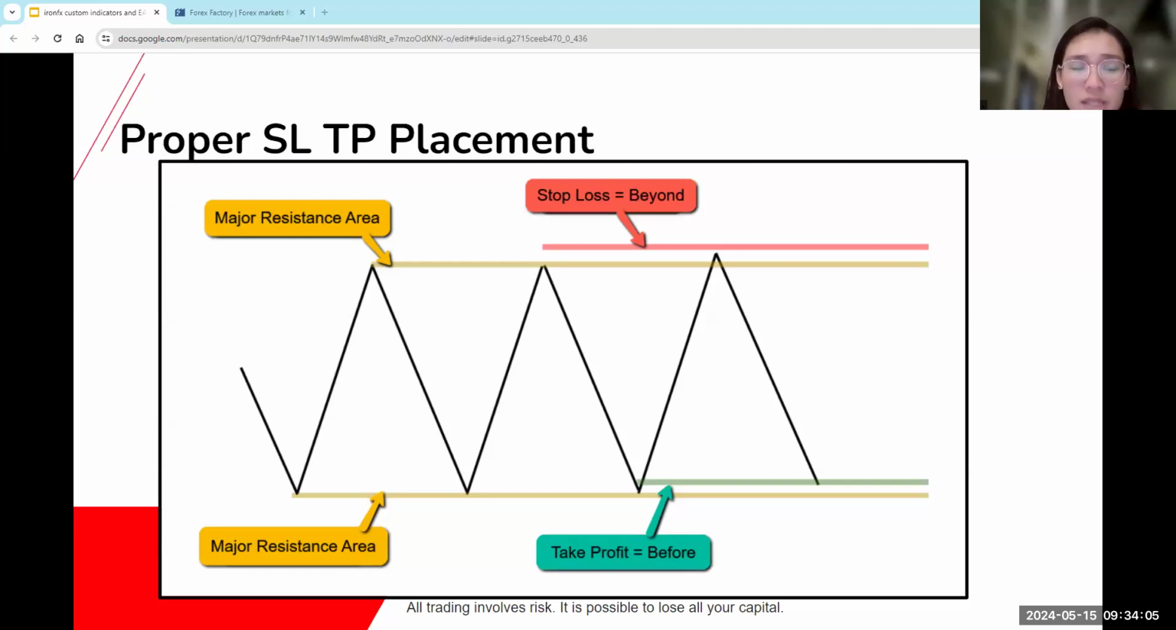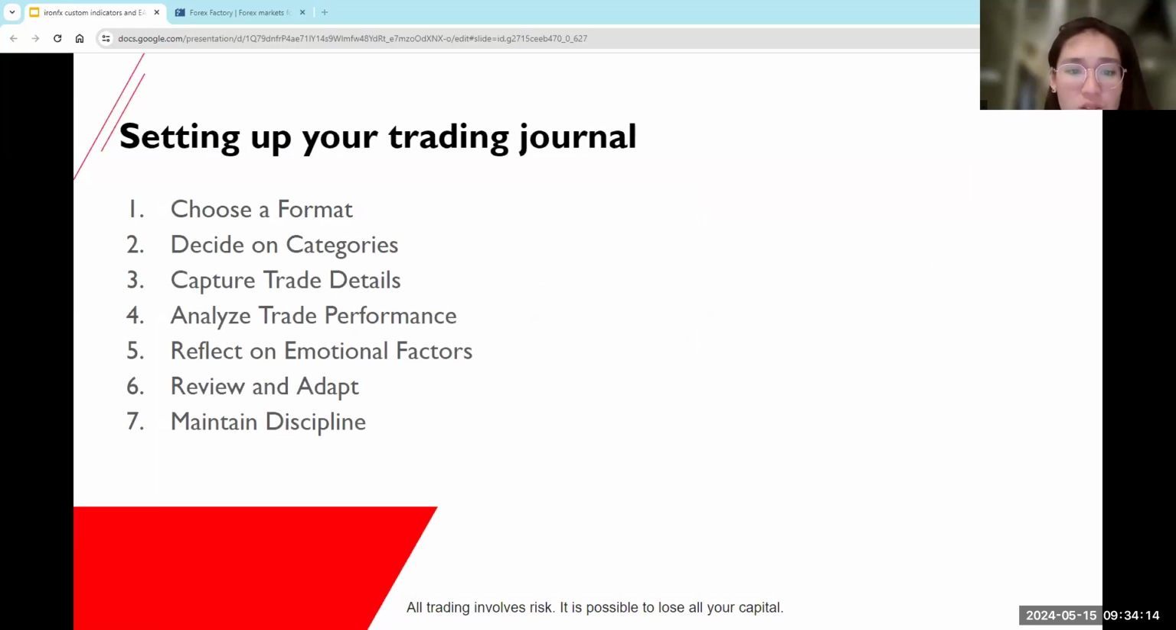Okay, so some other trade management tips, especially if you are trading on your MT4 or MT5, would be to use a trading journal. So here are some tips on how you can set it up. It's relatively straightforward. Firstly, choose a format. You can opt for a physical notebook, a spreadsheet, a digital document, or specialized trading journal software. It all depends on your preferences and the level of detail that you wish to track.